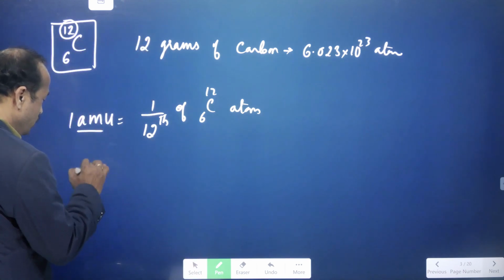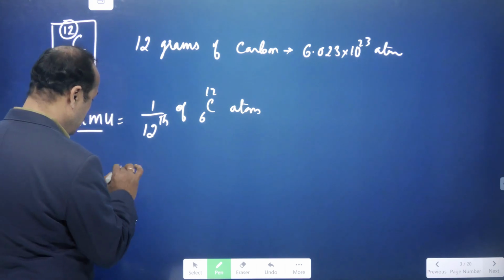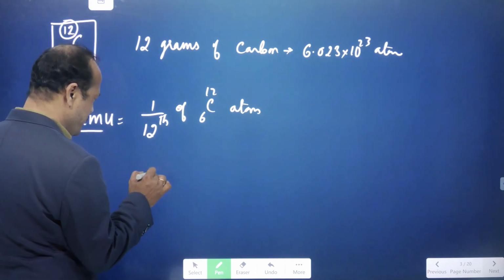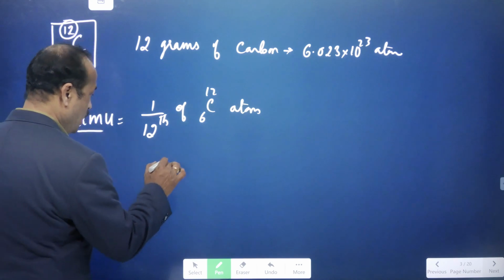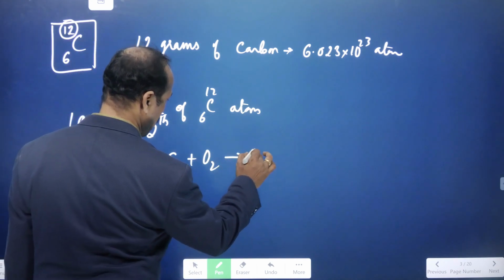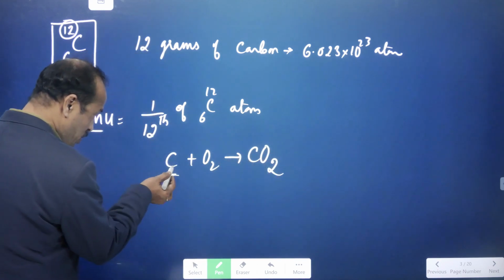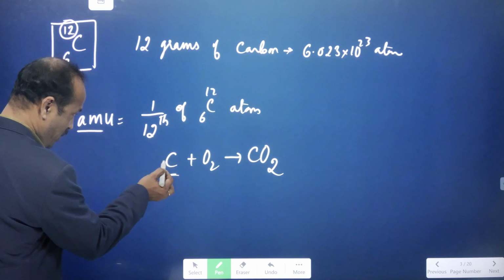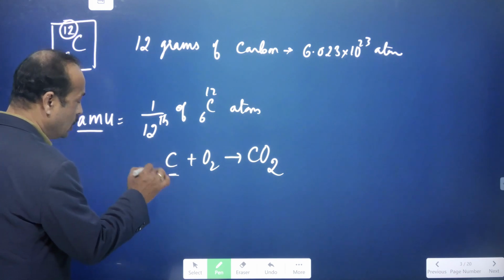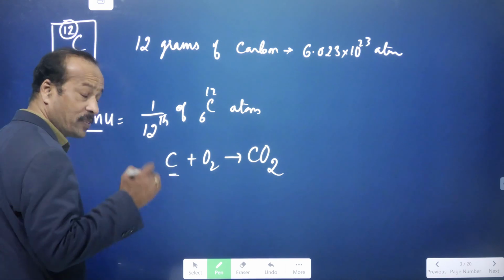See here. Now, generally, in chemical reactions, for example, carbon plus oxygen gives rise to carbon dioxide. Here we have taken the carbon. Before the carbon, is there any number? No. So the meaning is what? This is 1 mole of carbon.